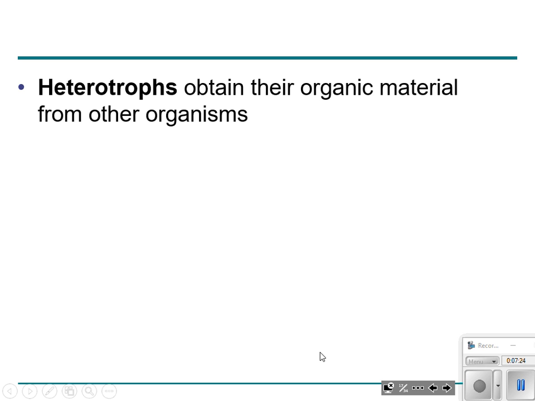Heterotroph. A heterotroph is what we are. We are heterotrophs. We must obtain our organic material from other organisms. And we can literally trace back everything, like I said, to photosynthesis.